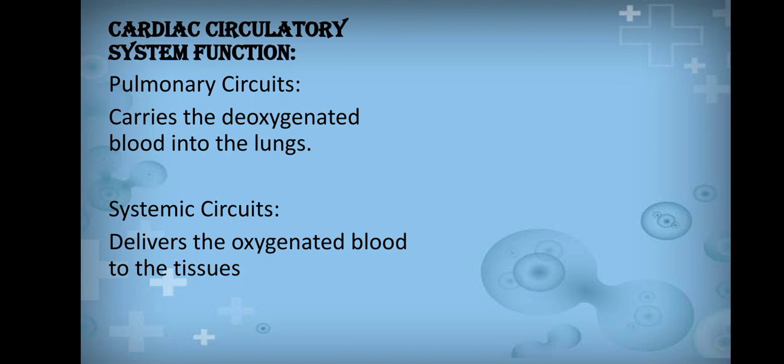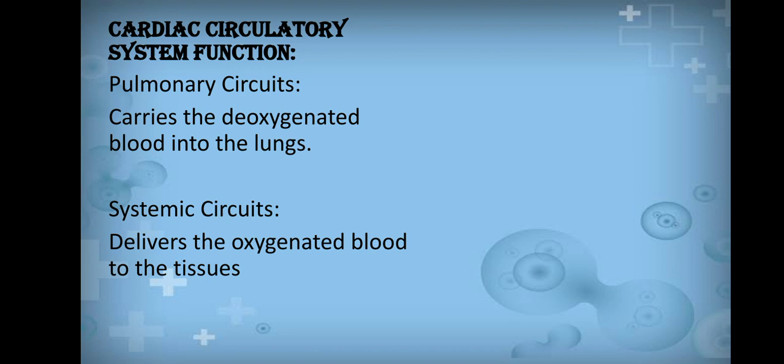Pulmonary circuit. The pulmonary circuit carries the deoxygenated blood into the lungs, where the exchange of oxygen and the carbon dioxide that the body has produced occurs before the blood returns back to the heart.